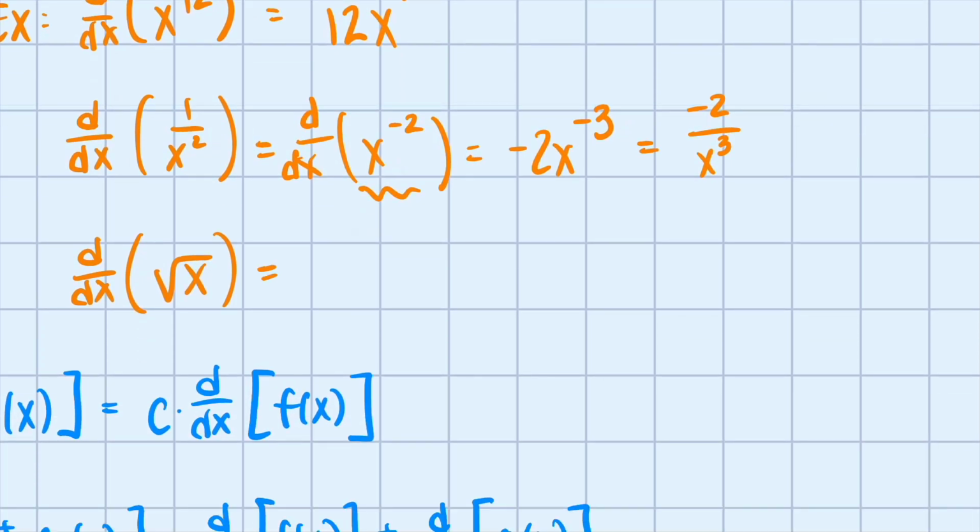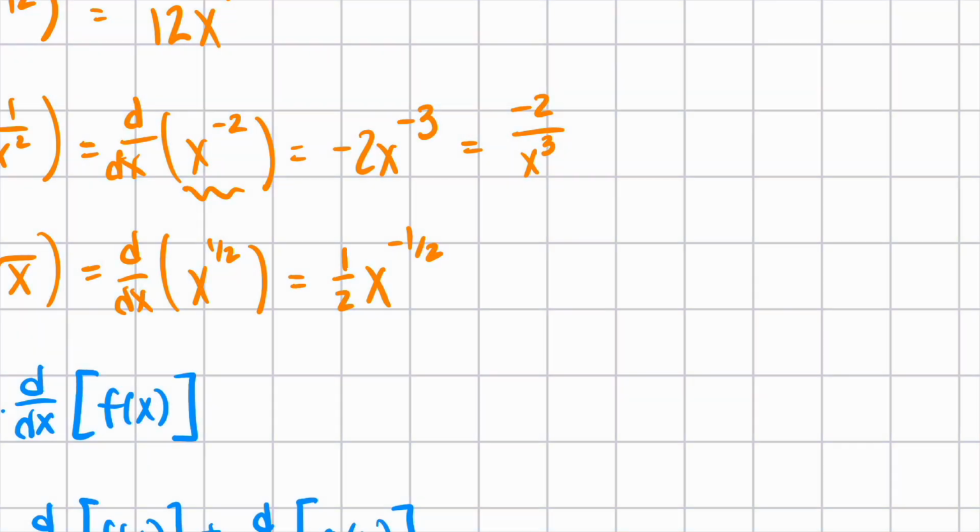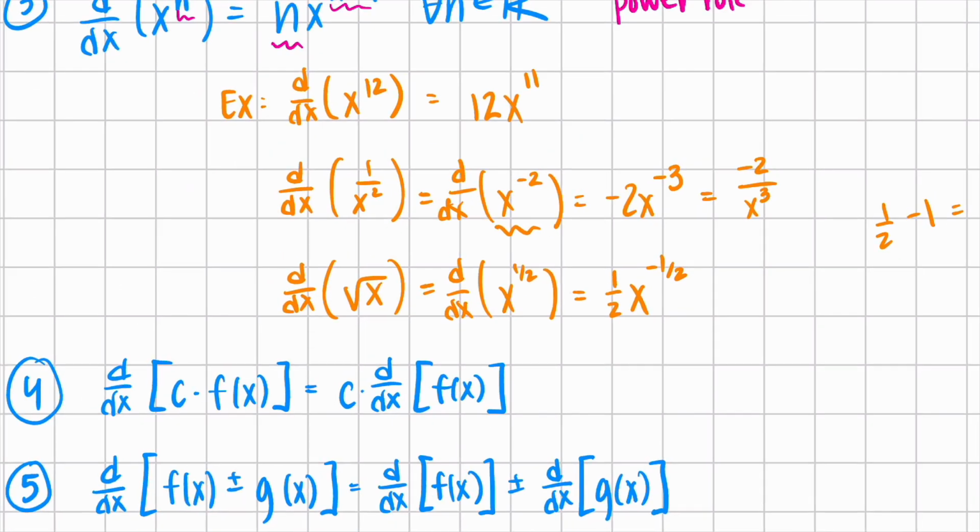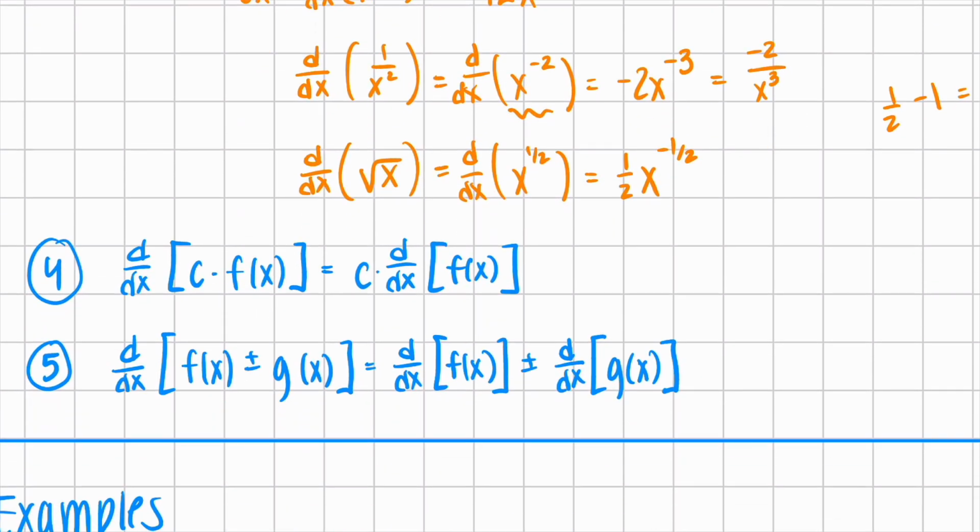Last one, I have the square root of x. If I take the square root of something, that's the same thing as raising it to the 1/2 power. So I'm going to rewrite it as x raised to the 1/2. Now take the derivative of x to the 1/2. I'm bringing down that 1/2 power, decreasing that 1/2 by 1. And just keep in mind if we need to do it on the side, 1/2 minus 1, get your common denominators. We get negative 1/2. So just a few examples of the power rule.